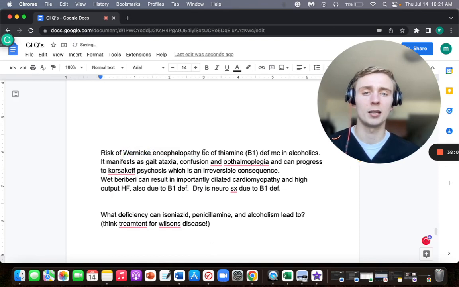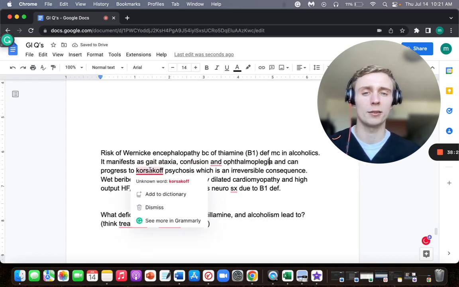Wernicke's encephalopathy because of that B1. So you definitely want to give thiamine if an alcoholic comes into the ER and needs fluids. You want to be giving thiamine to avoid Wernicke's encephalopathy. It manifests as gait ataxia, confusion, and ophthalmoplegia, and progresses to Korsakoff syndrome.